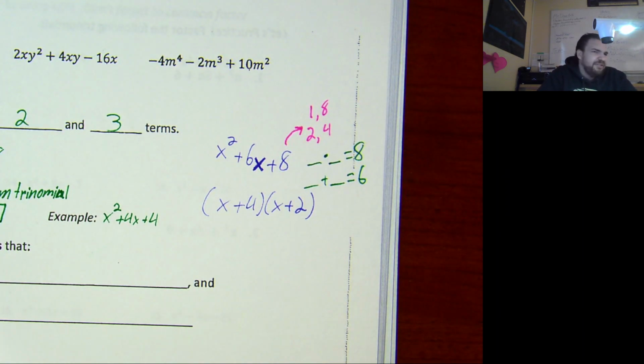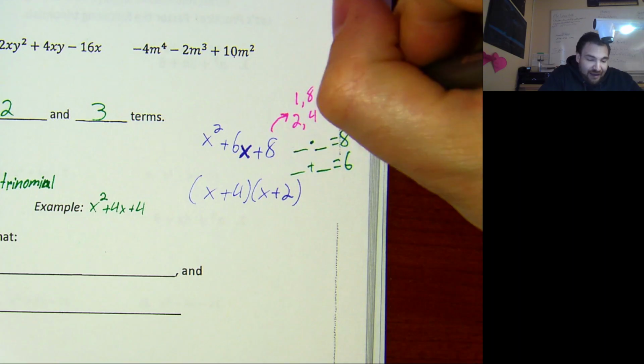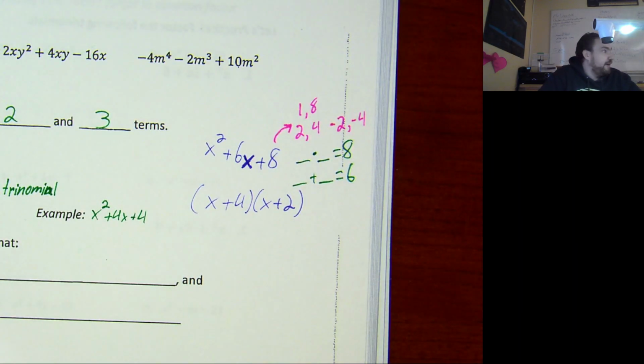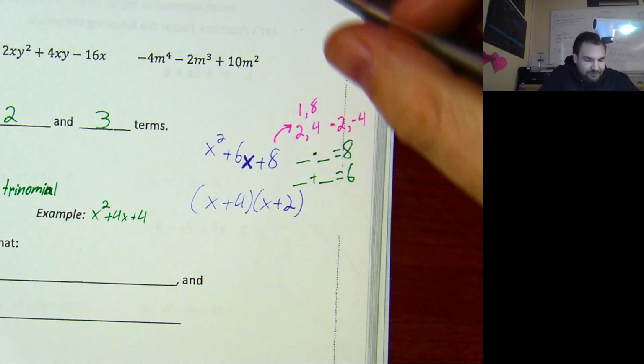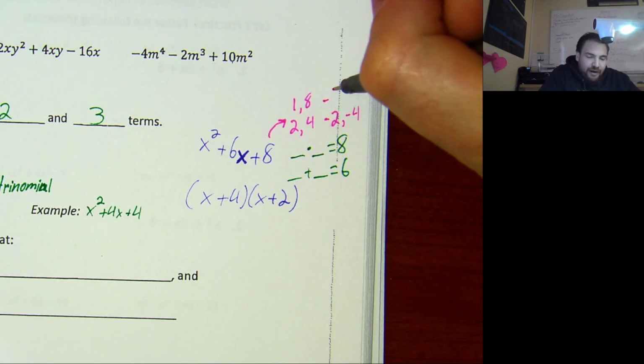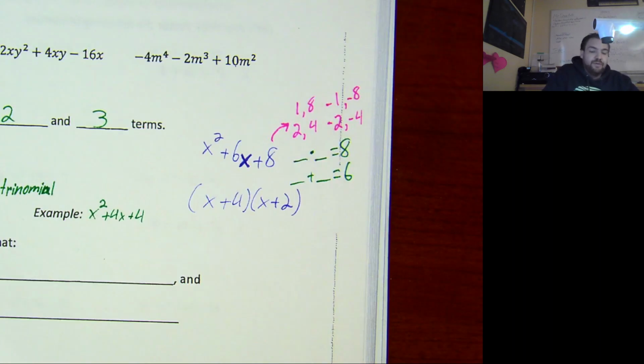Is there anything else we could look at that might multiply to positive 8? Negative 2 and negative 4. That could multiply to 8. Hold on. And negative 1 and negative 8 would multiply to positive 8. So you have to pay attention to the pairs of negatives as well.